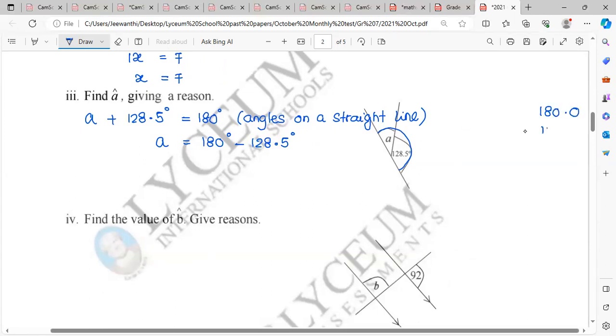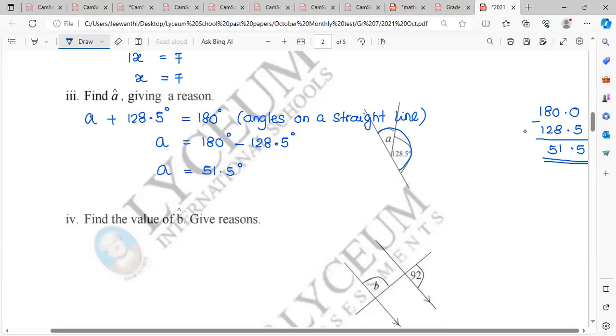180.0, then 128.5, and you subtract like this. 51.5, right? So then you double check the calculation. Yeah, it is correct. So then the A angle value, it is 51.5 degrees. Okay, 51.5 degrees, that when you get the subtraction. So then we will move to the next one.